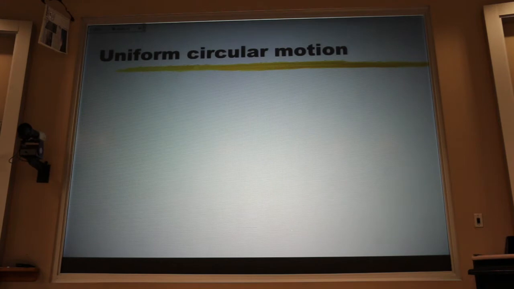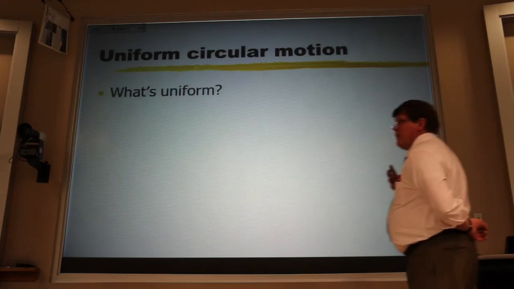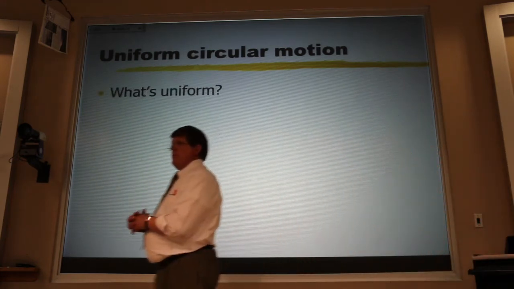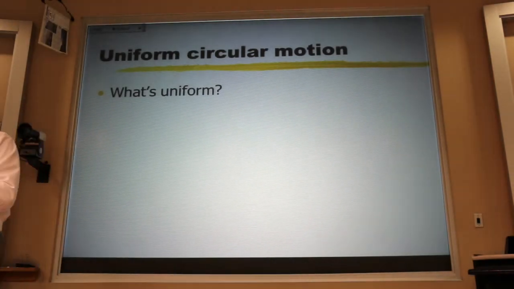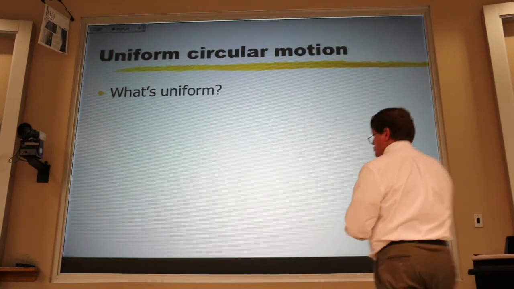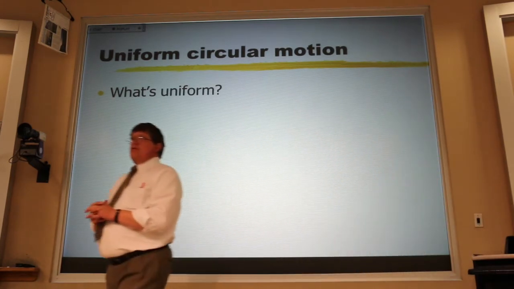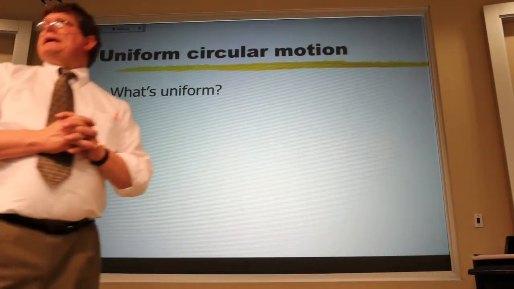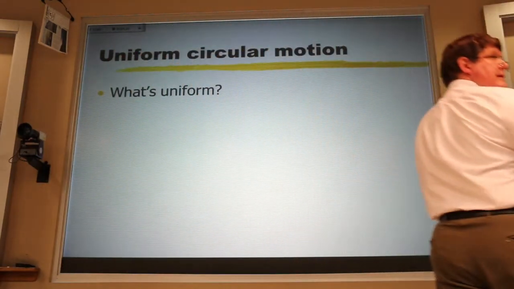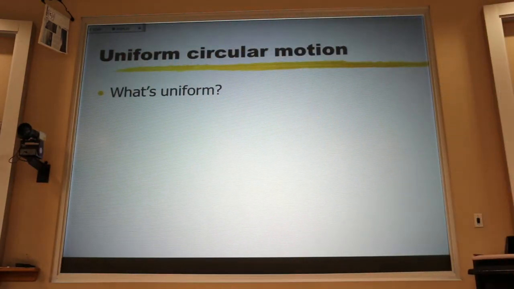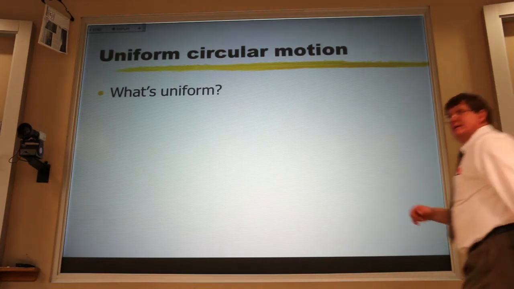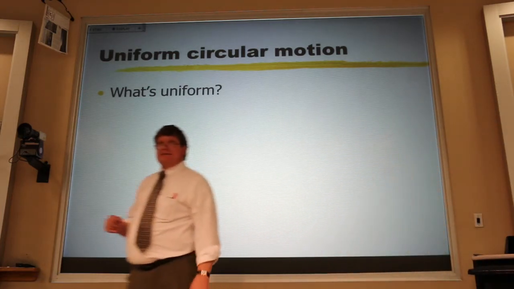Let's talk about uniform circular motion. What's uniform in uniform circular motion? If I'm going in a circle, what is it that's uniform? Anybody? Distance from the center. The radius. Exactly. That stays constant. What else?